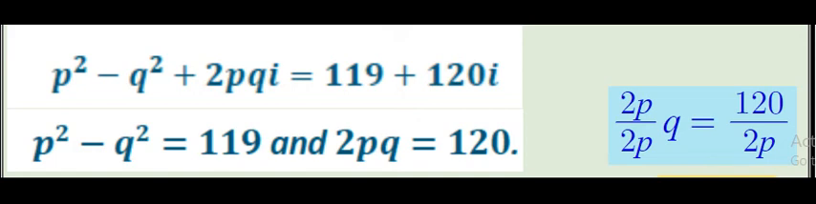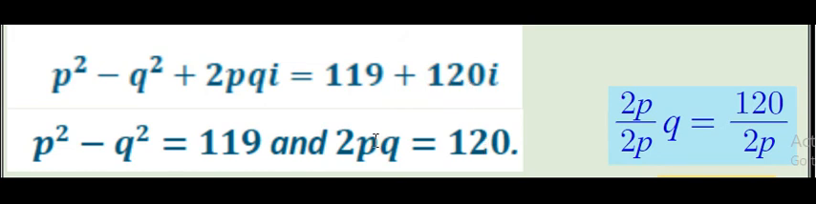Okay, question number 5. So p squared minus q squared plus 2pqi equals 119 plus 120i. So we take the real parts, p squared minus q squared, and we set it equal to the real number 119. We take the complex part, 2pq, and set it equal to the complex coefficient 120.